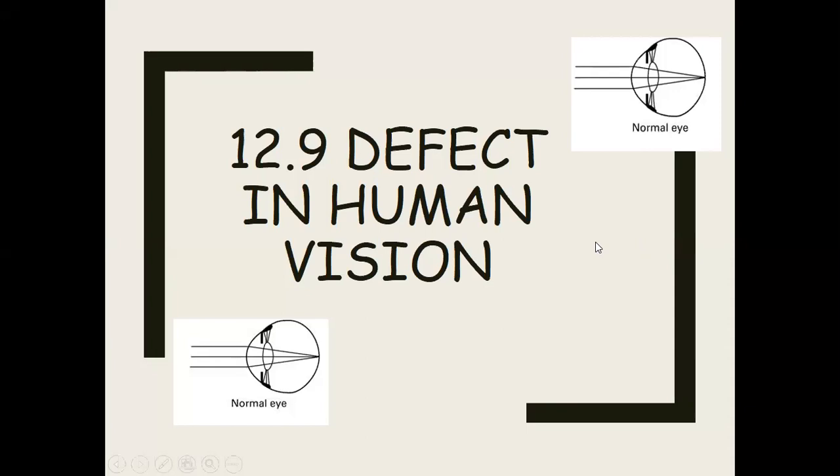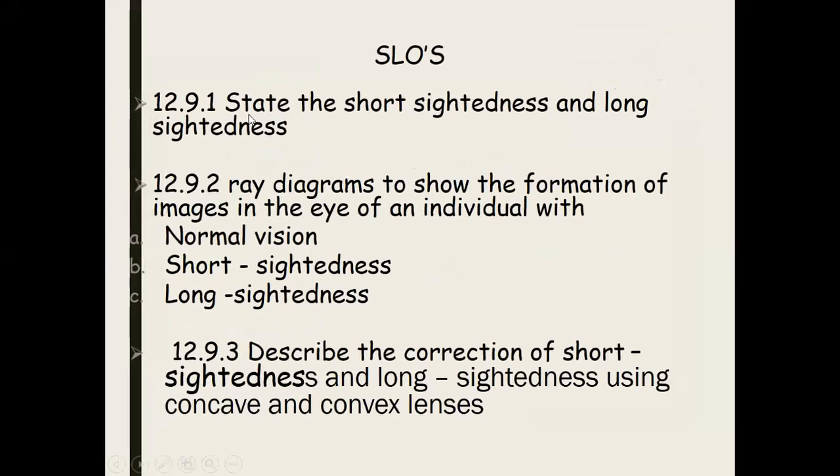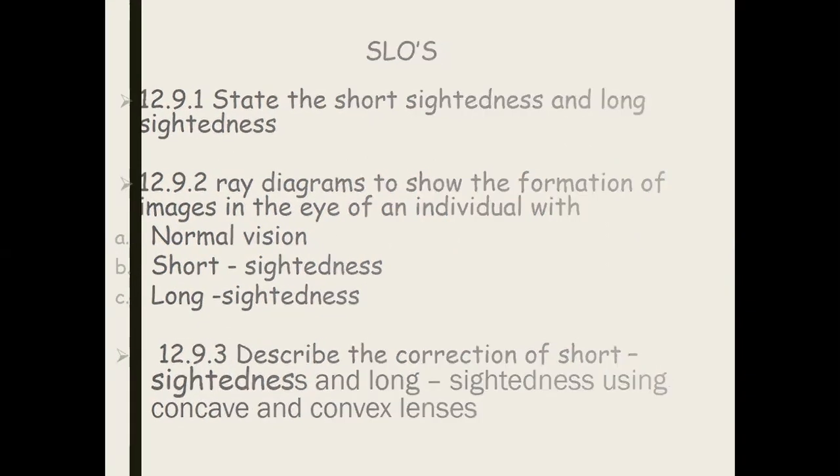Our today's topic is defects in human vision. We are going to cover the SLOs, that is, stating short-sightedness and long-sightedness, ray diagrams to show the formation of an image for an individual with normal vision, short-sightedness and long-sightedness. And the third is the correction for short-sightedness and long-sightedness using convex and concave lenses. Now the first is how the image is formed in the normal eye.